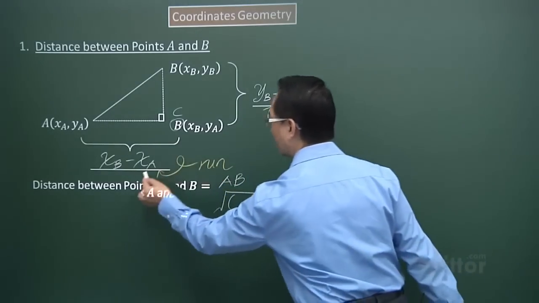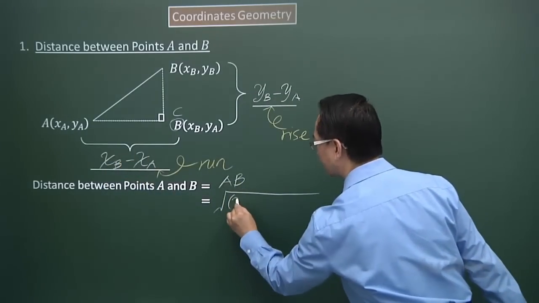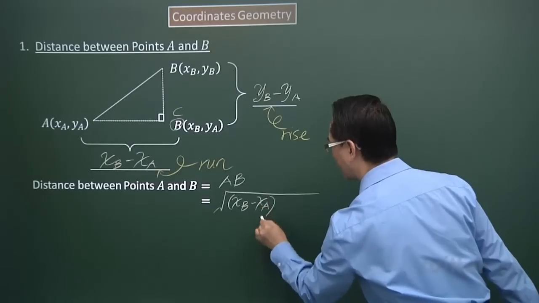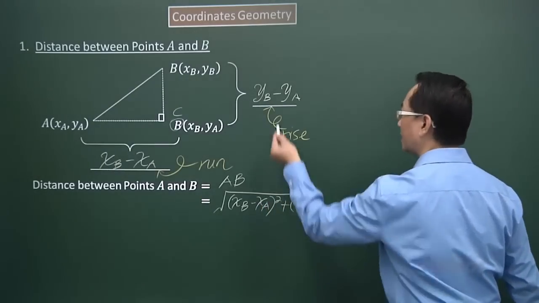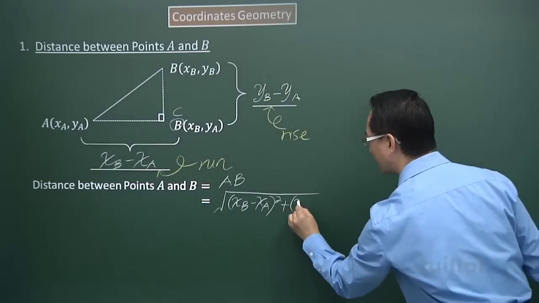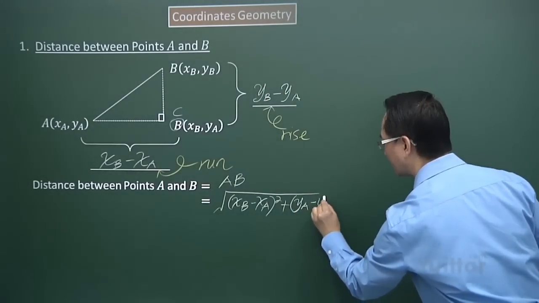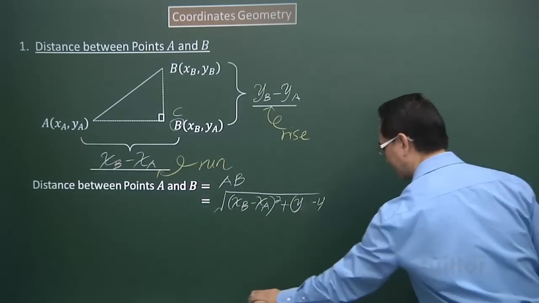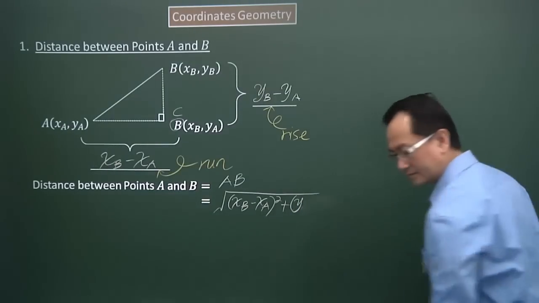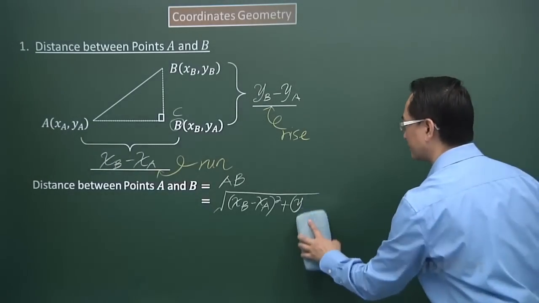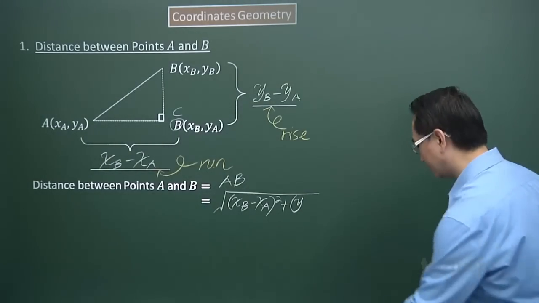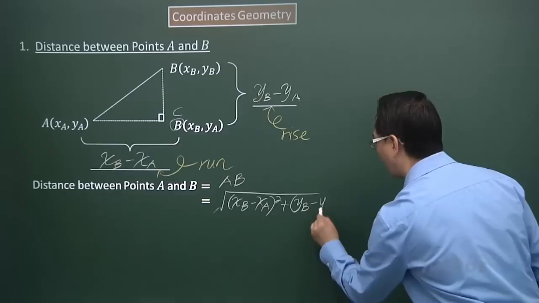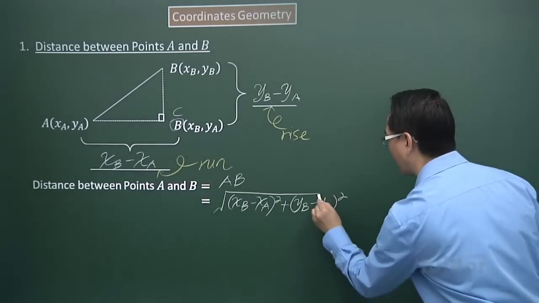I'll take this distance, xb minus xa, bracket squared, plus this distance, I'll keep it in the same order, yb minus ya, bracket squared.